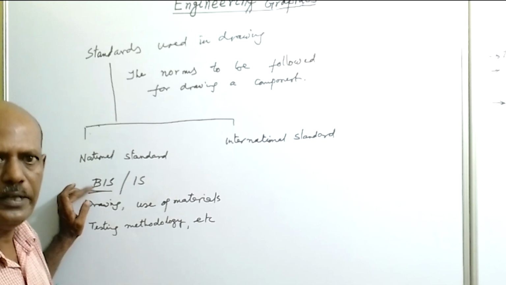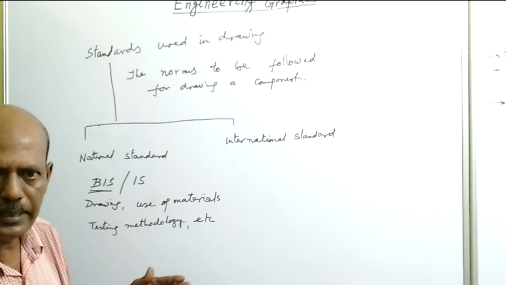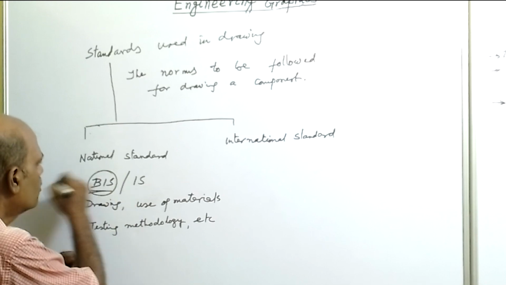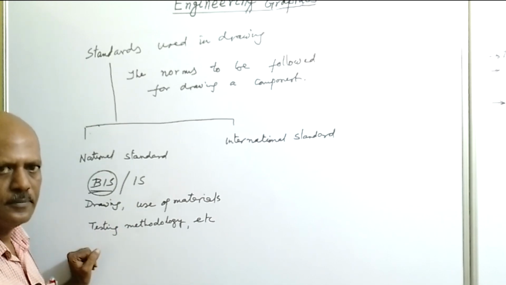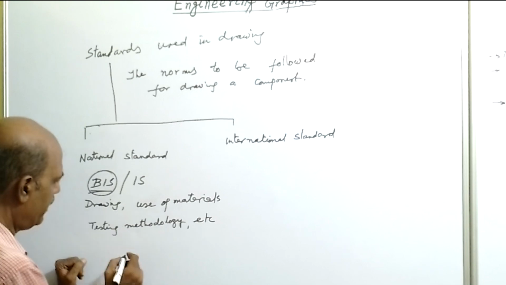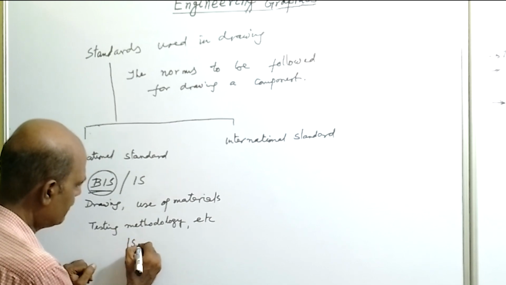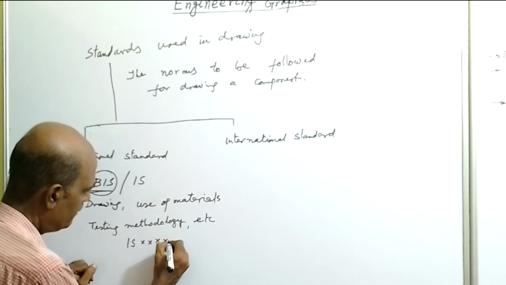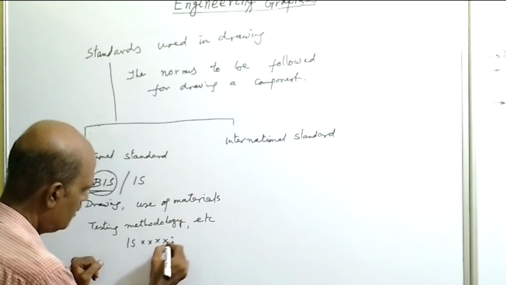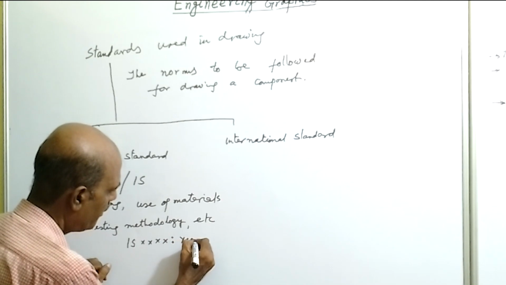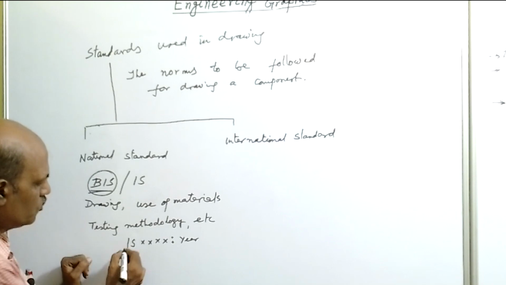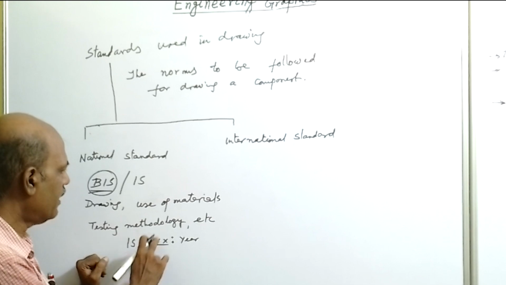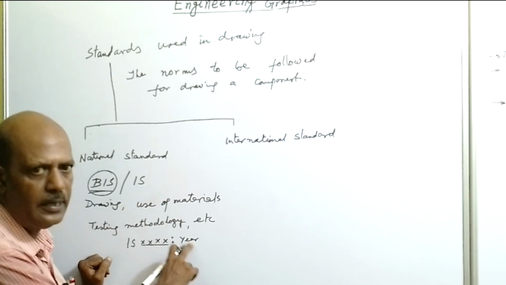That is called BIS standard. If any organization wants to do business inside the country, that is India, they have to follow the BIS standard. And the standards are given by IS, then followed by 4 numerical digits, semicolon, the year of establishment of the standard. So IS, 4 numerical digits, that is the unique number for that particular standard, and the year of establishment of the standard.